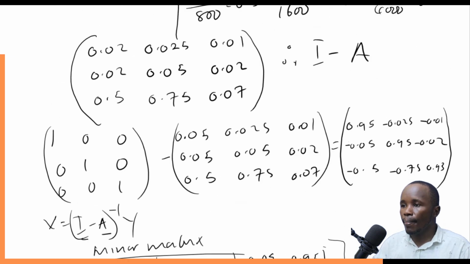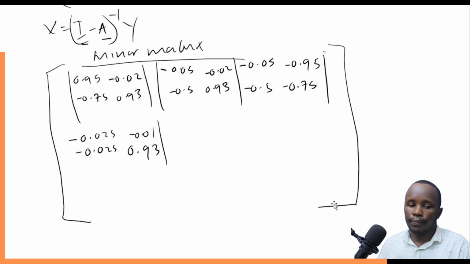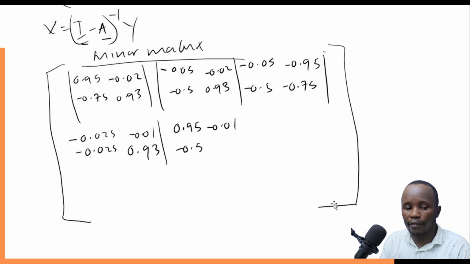If you come here, you're in this row now. I cancel this one and I cancel this one. I'm left with these 2 and these 2. Good. Next, we have 0.95, negative 0.01, I have negative 0.5, then next is 0.93, 0.93.